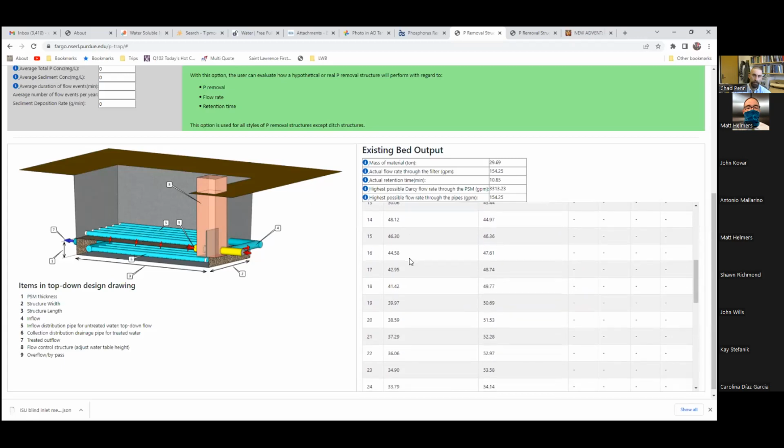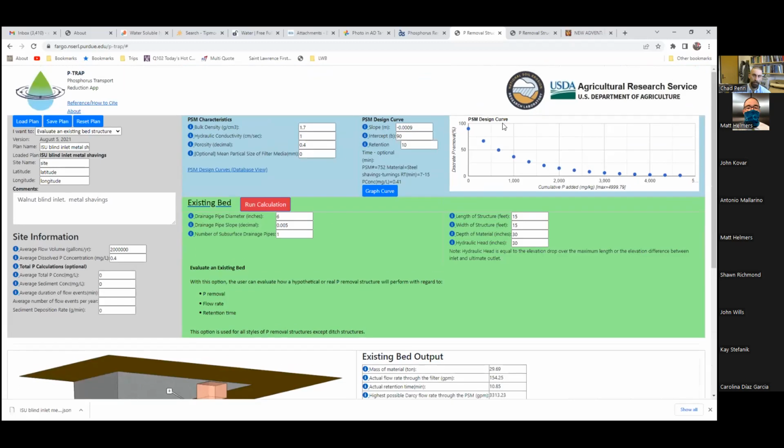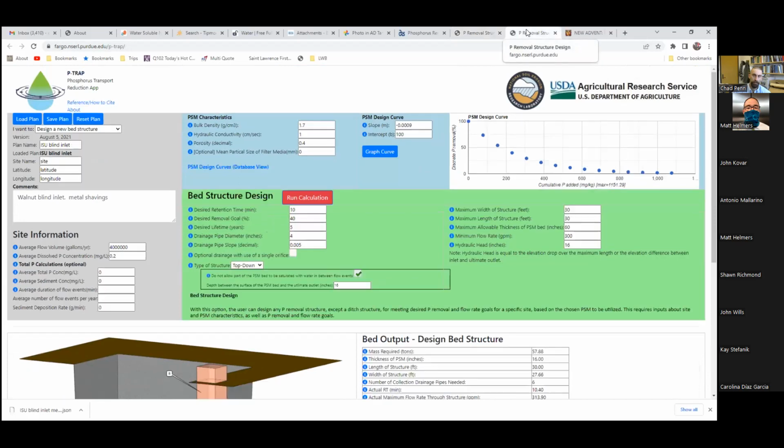And you can see this thing goes on, you get out to year 19 and you hit about 40% cumulative, removing 40% of the cumulative 19-year load, over 50 pounds of dissolved phosphorus. So this thing will last a good while, removing a lot of phosphorus. So you have that table on an annual basis. I'm going to show you one other thing. Same site, we're going to demonstrate the design.